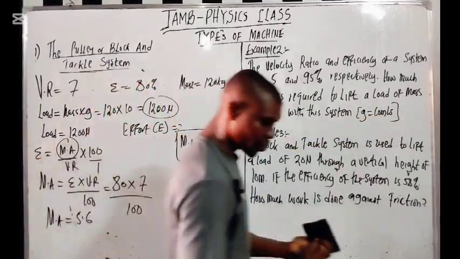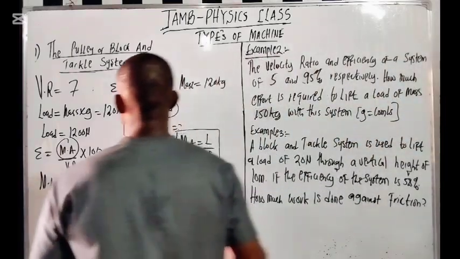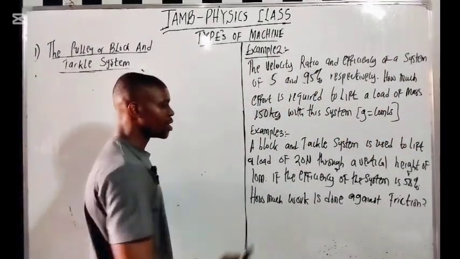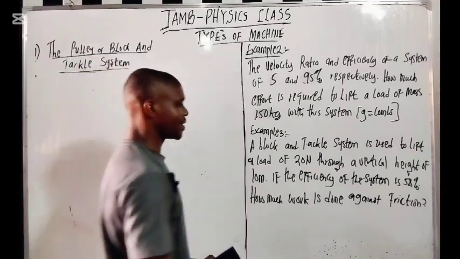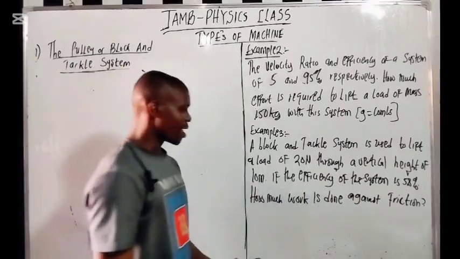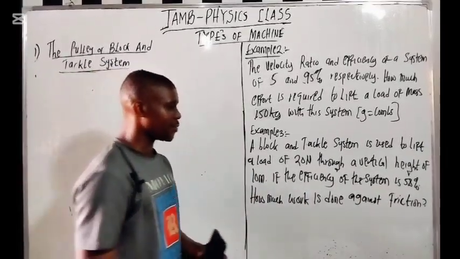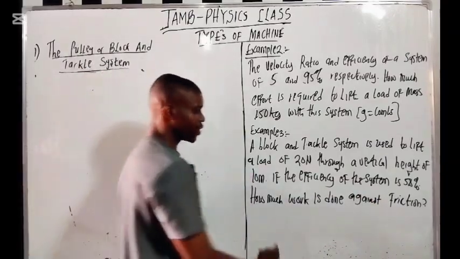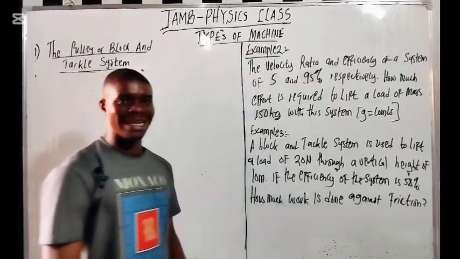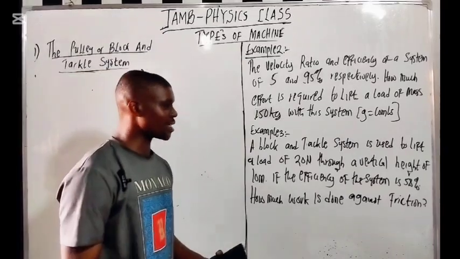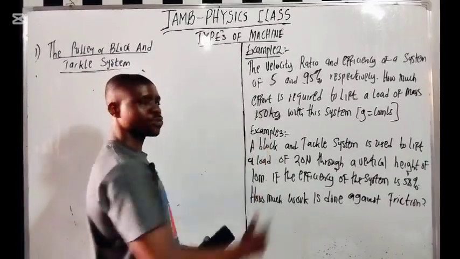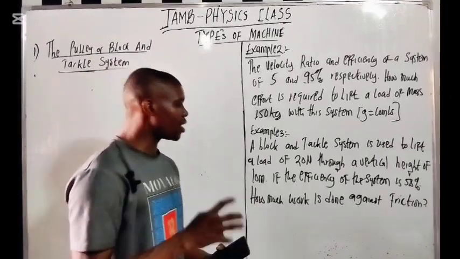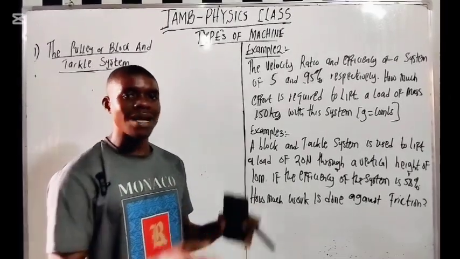So let's look at question 3. A block and tackle system is used to lift a load of 20 Newton through a vertical height of 10 meters. If the efficiency of the system is 58%, how much work is done against friction? You can see that this particular question is totally different from the two sets of questions we have done. It's a little bit confusing, right? But let's look at the question very well so I can know how to tackle it.